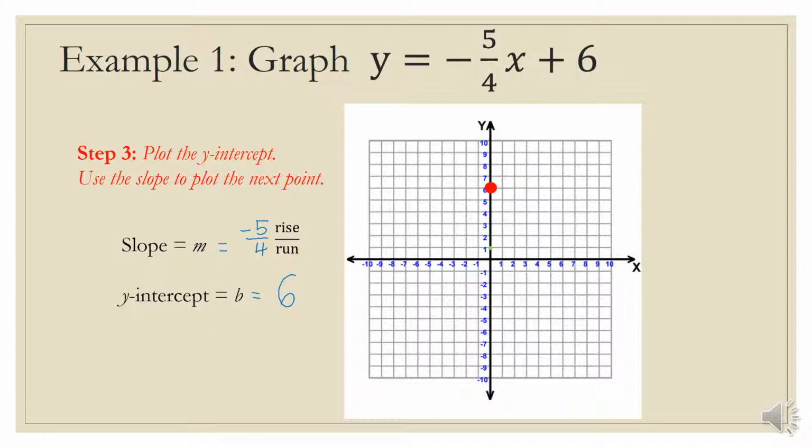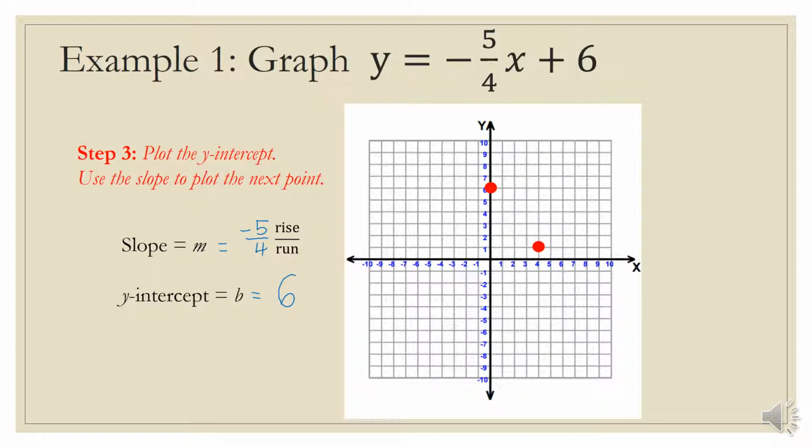Now we need to do the run part. Since this is a +4, only the 5 was negative, the 4 is positive. All right, so since the 4 is positive, and this is the run part, we're going to go to the right 4. So let's count: 1, 2, 3, 4. And then plot your point.